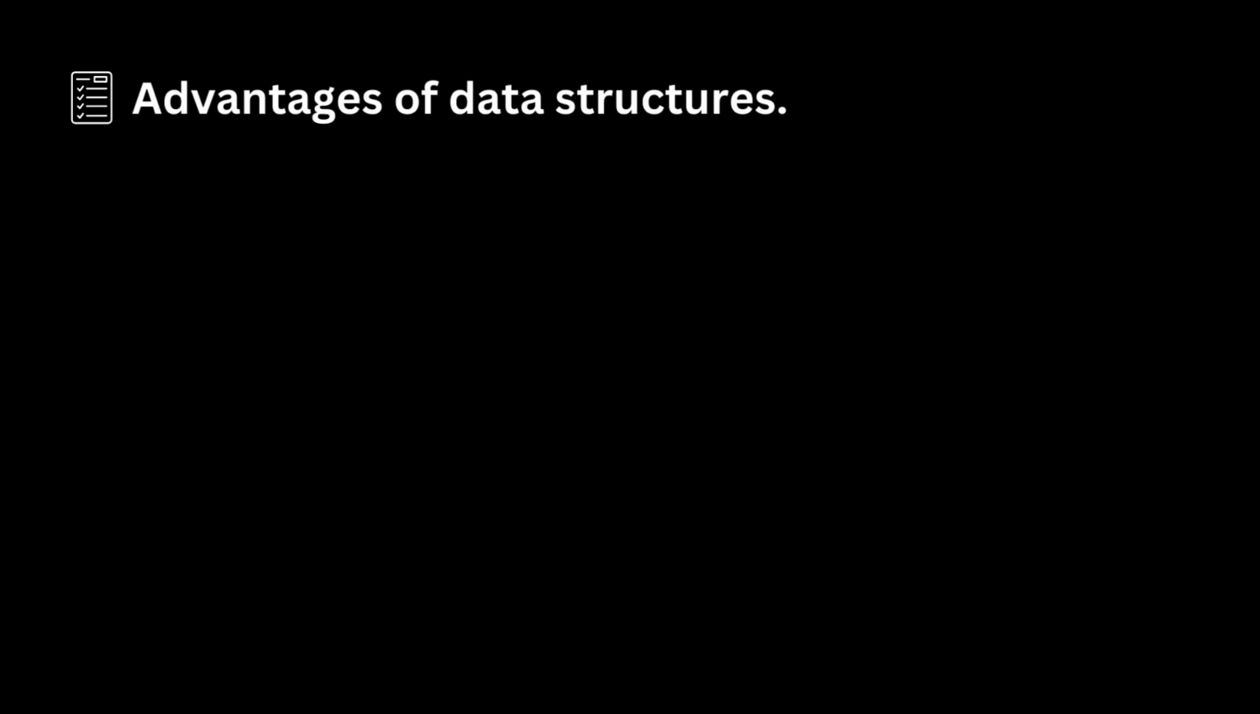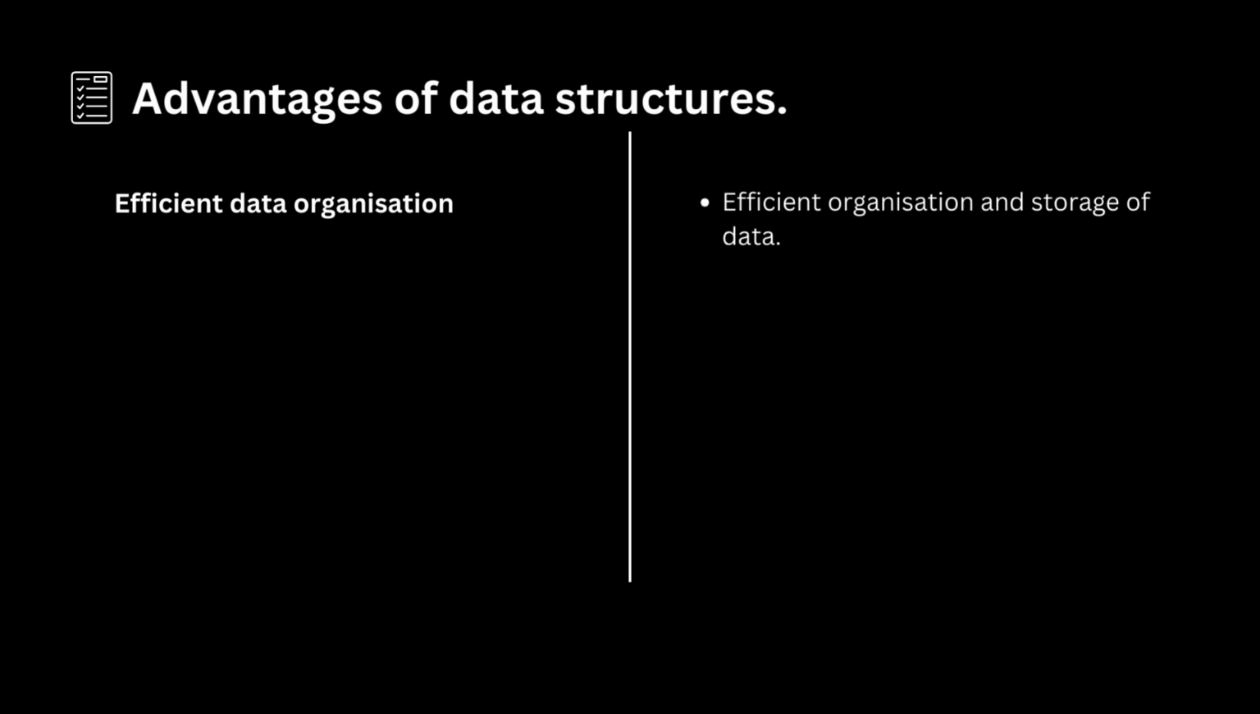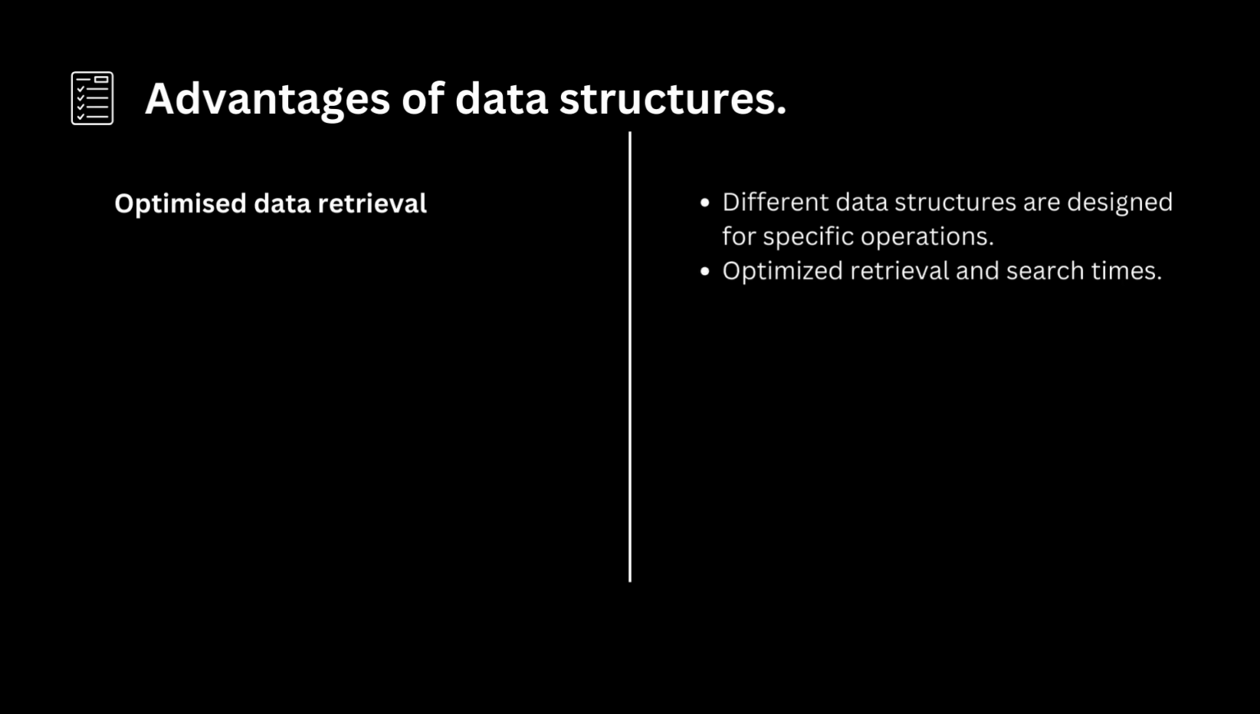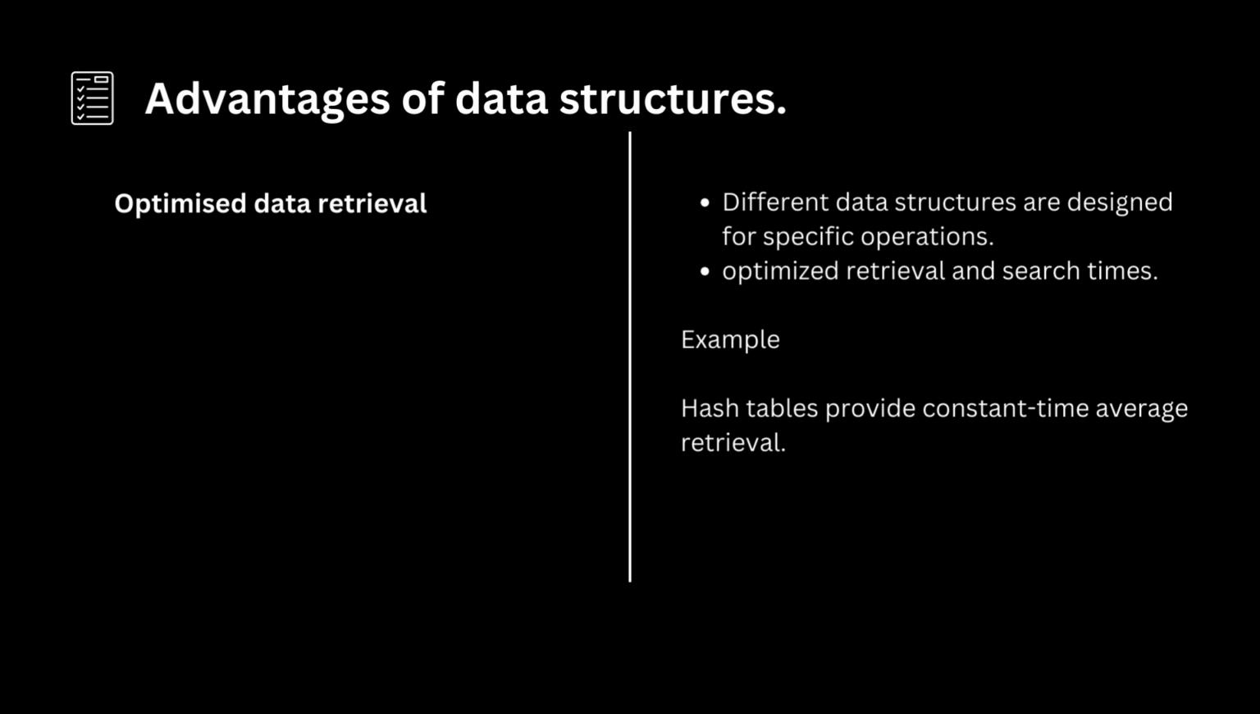Data structures offer several advantages in computer science and programming. Here are some key advantages. Efficient data organization. Data structures enable the efficient organization and storage of data, allowing for quick access and retrieval of information. Optimized data retrieval. Different data structures are designed for specific operations, leading to optimized retrieval and search times. For example, hash tables provide constant time average retrieval.